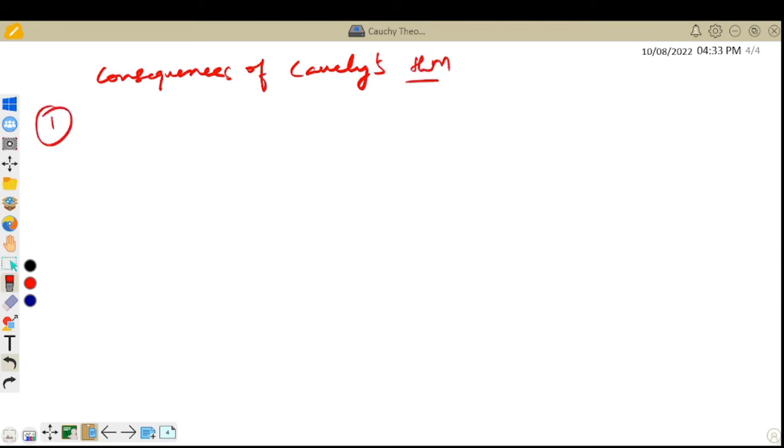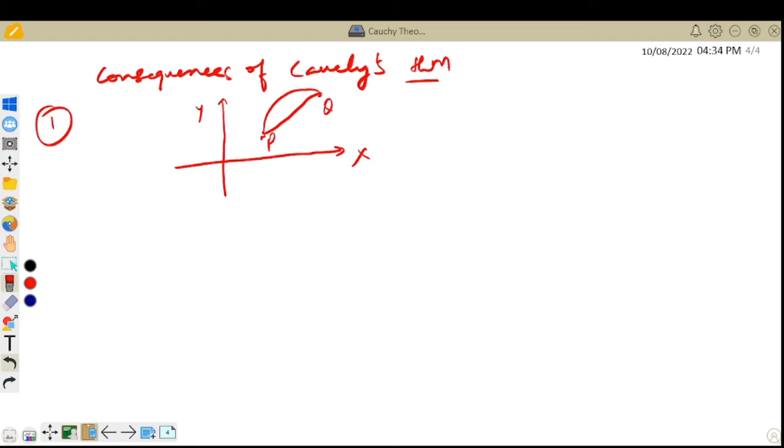So there are three consequences. Just concentrate carefully. I'm not going to write anything, I'm just going to explain here. You can observe there are 2 points in a plane, call them P and Q. You can join these 2 points by using 2 curves. I'm writing one from here and one from here.